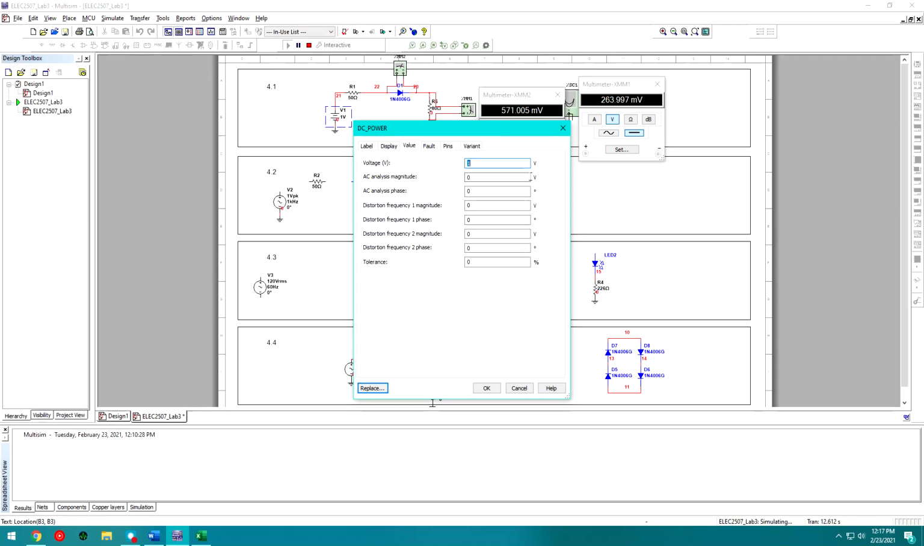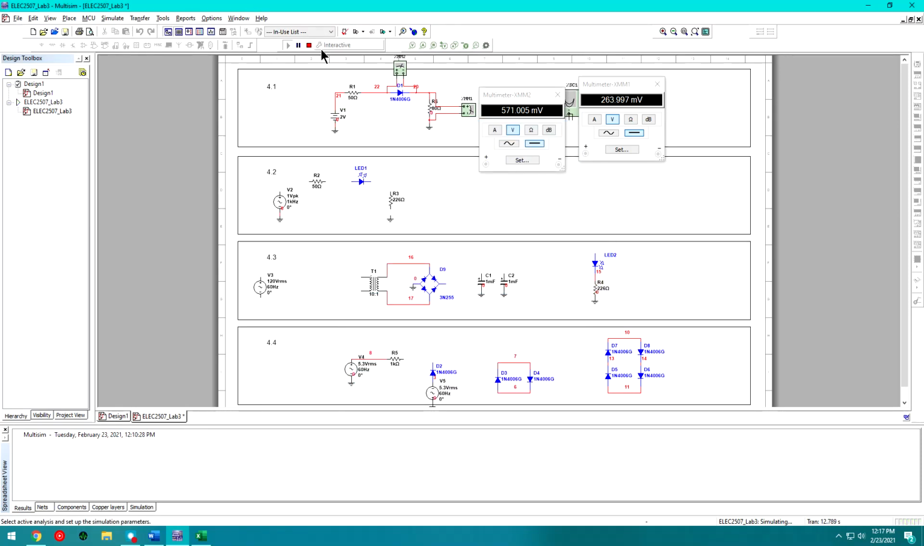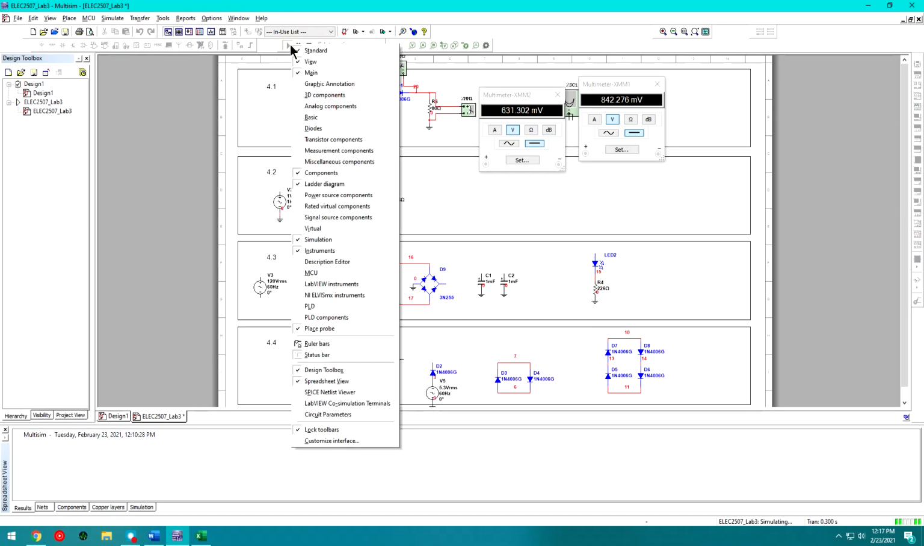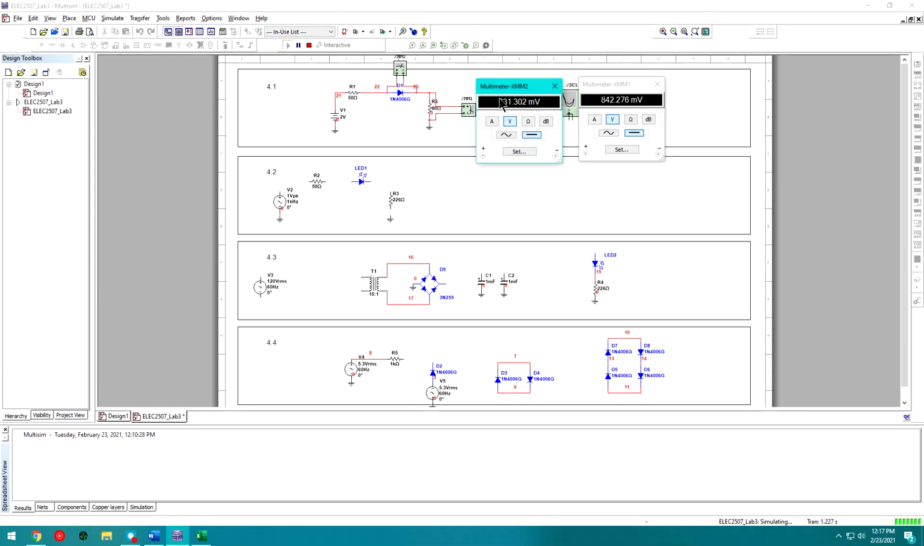So let's go ahead to 2 volts. Stop and start. And we see the voltage across the diode slightly increased, but it's not going to increase dramatically. So the maximum forward voltage for this diode is approximately 0.7 or 0.75. So no matter what voltage we apply here, even 100 volts, 1,000 volts, we're only ever going to see about a 0.7 to 0.75 voltage drop across that diode.